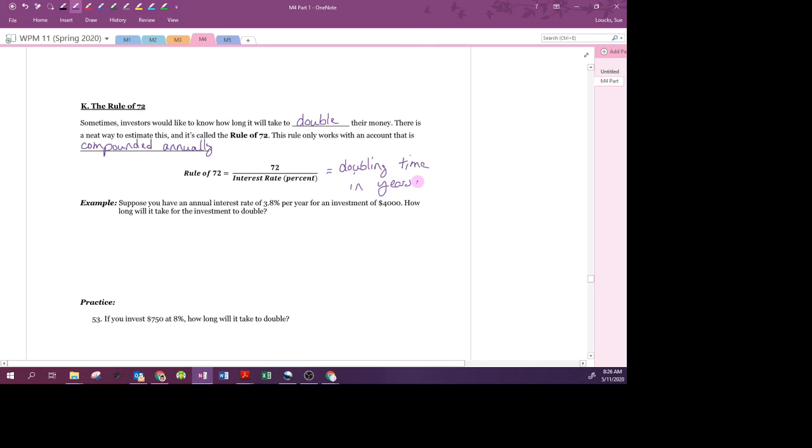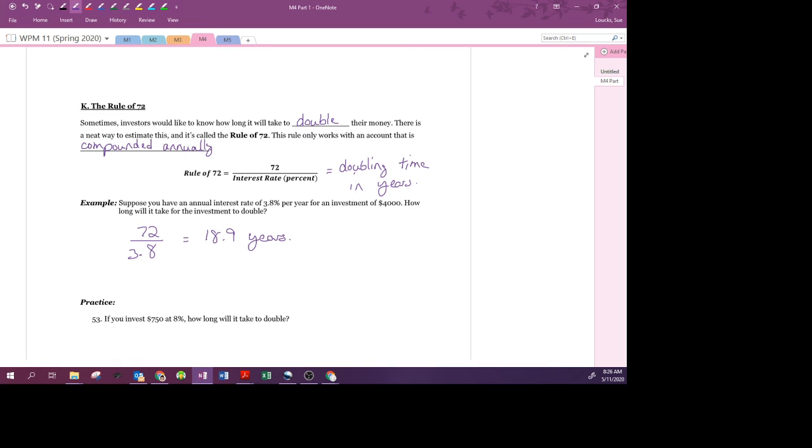Example, suppose you have an annual interest rate of 3.8% per year for an investment of $4,000. How long will it take this to double? 72 divided by 3.8. Notice that this time we're leaving it as a percent, not a decimal, and the answer is 18.9 years. All right, go do the practice. I'll see you on page 21.